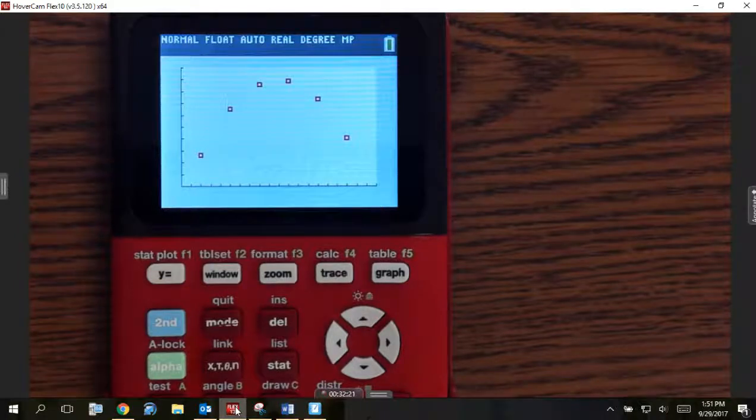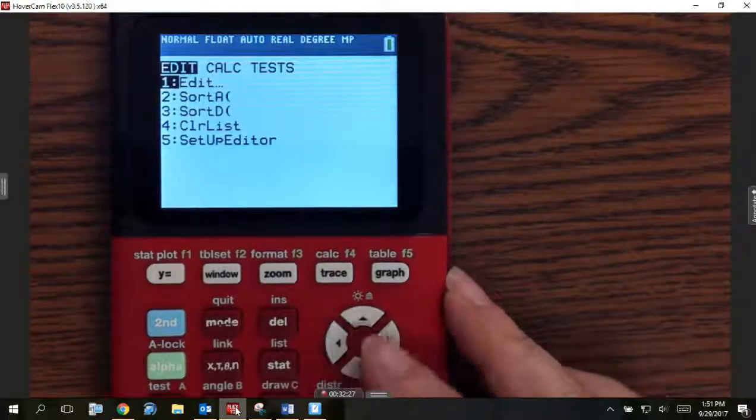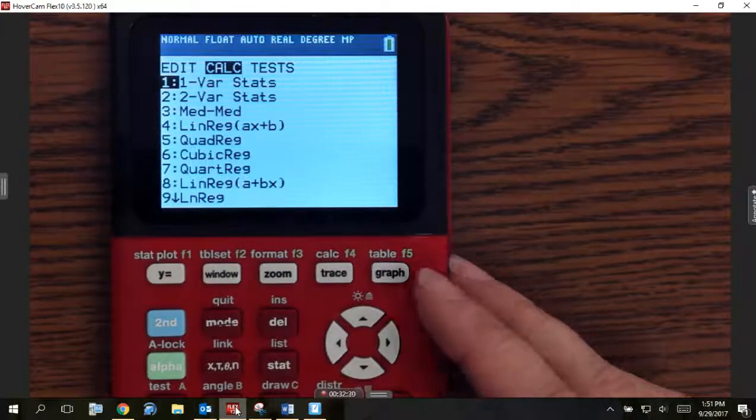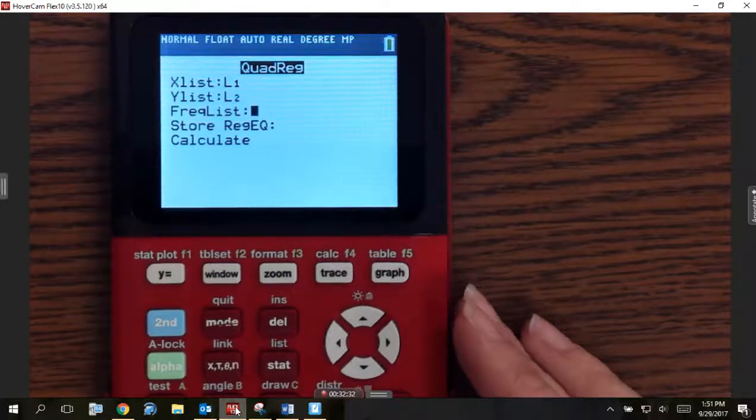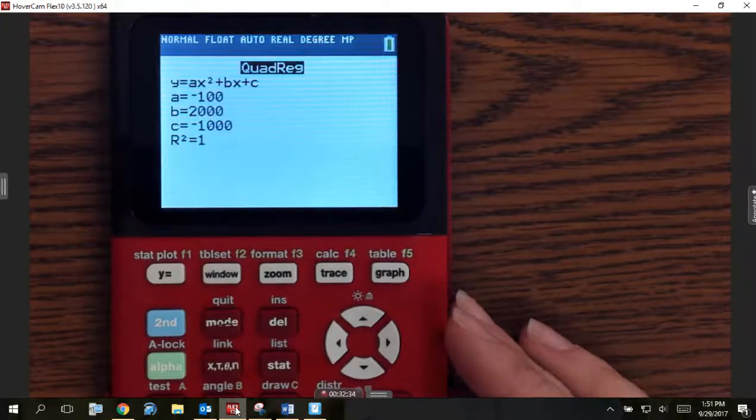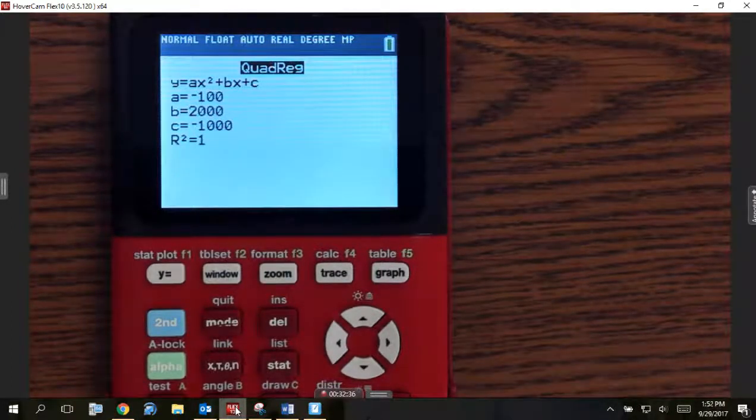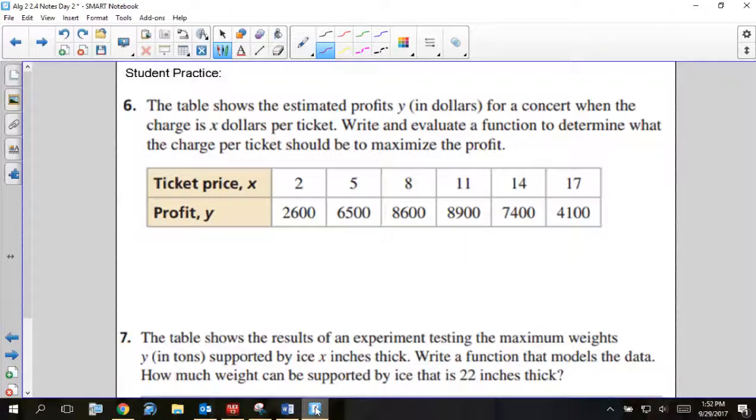And when I graph it, it looks like a parabola, so I'll do quadratic regression. I'm going to go Stat, calculate, quadratic regression number 5, enter, enter, enter, enter, and I'll write down my equation. And it looks like it turned out pretty perfect. If you type this up right, it should have no decimals. I'm going to write it down. Sorry, can't do both at the same time.